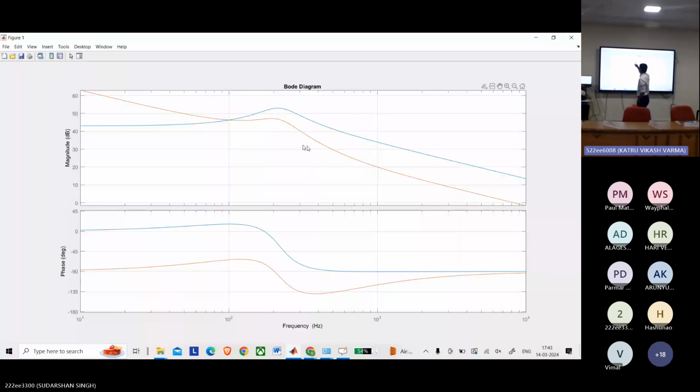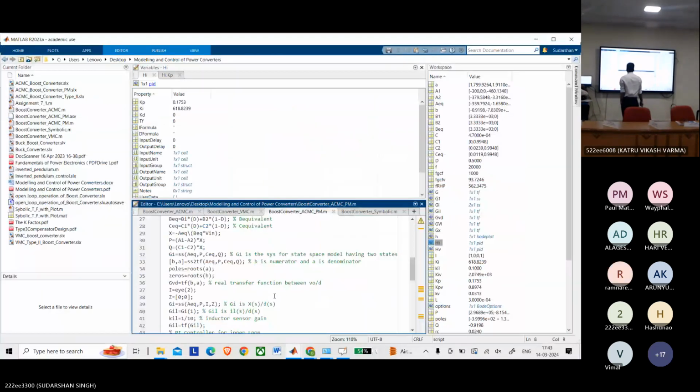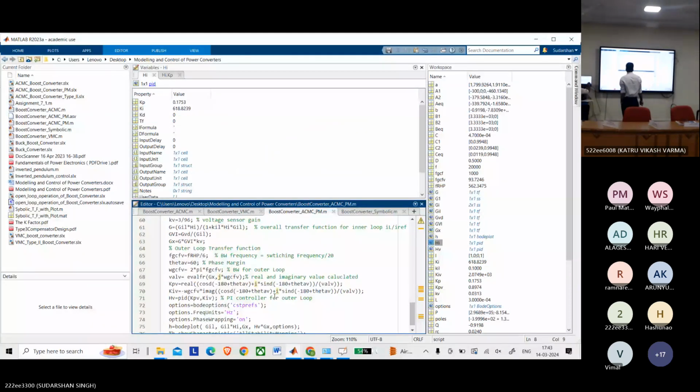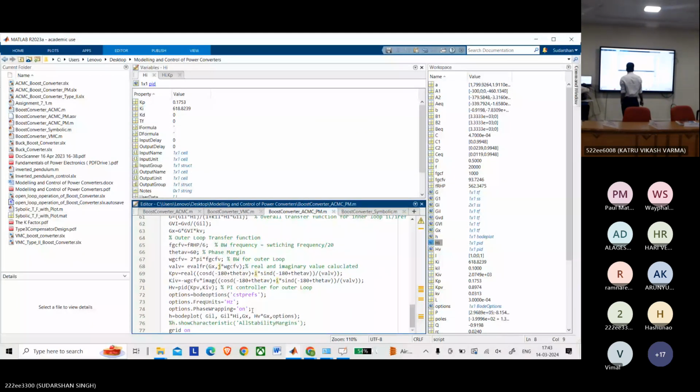No, you have not multiplied by KI. It should be multiplied by KI, otherwise it is not right. Just check, because it is not 2 kilohertz. Here also, no, you should multiply this one because this is your PI. No, this is the transfer function. This is HI.